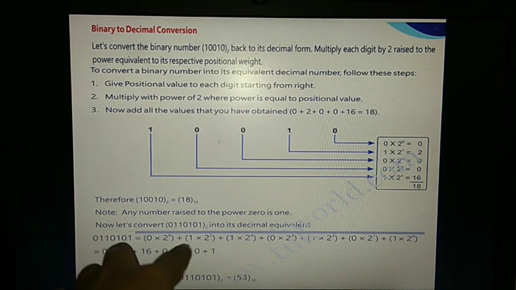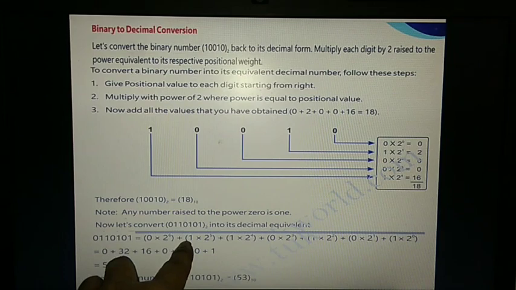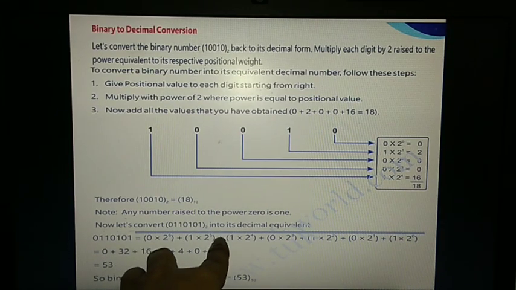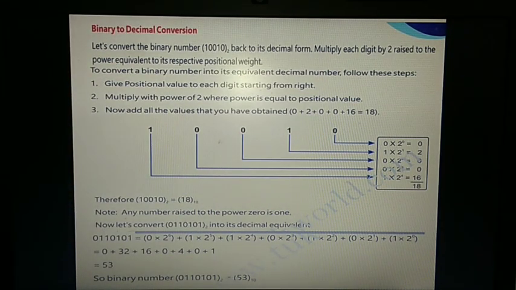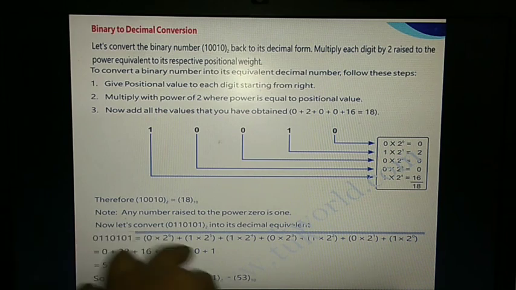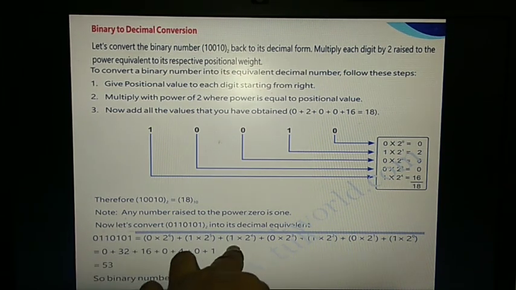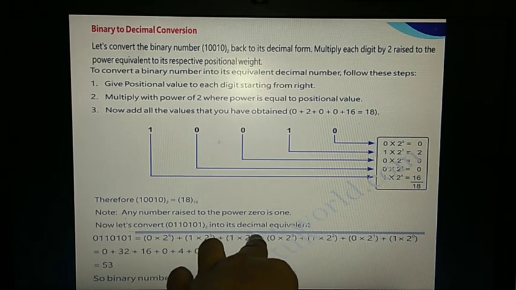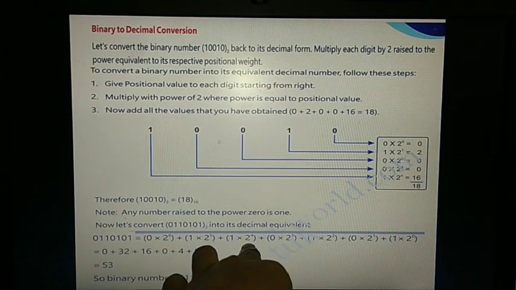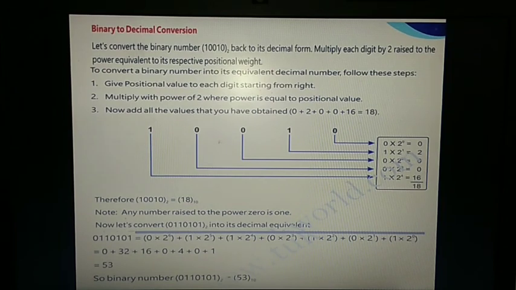Again, you are multiplying 2 five times. 2 into 2, 4, 4 2s are 8, 8 2s are 16, 16 2s are 32. 32 into 1, 32. Again, 1 into 2 to the power of 4, you are multiplying 2 four times. 2 2s are 4, 4 2s are 8, 8 2s are 16. 16 1s are 16. Yes.